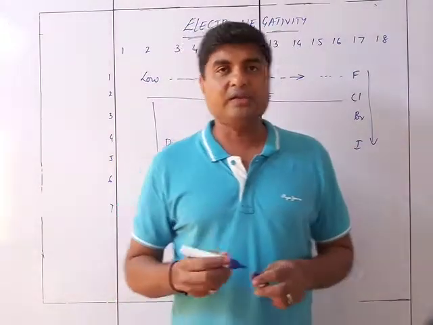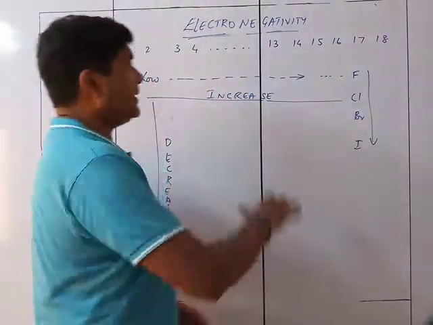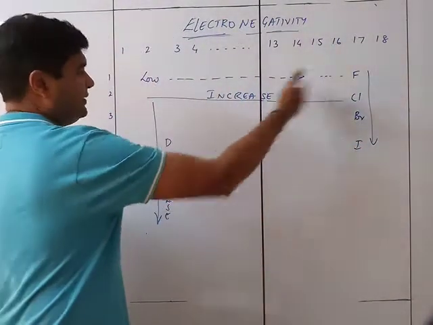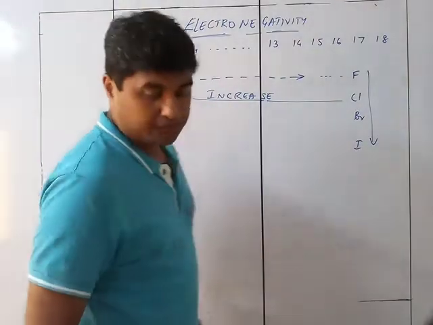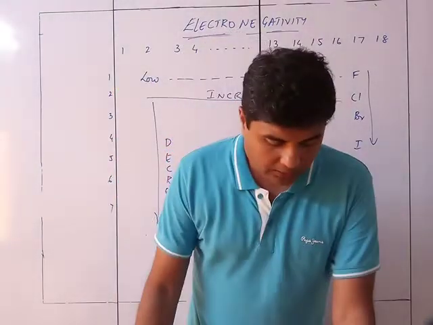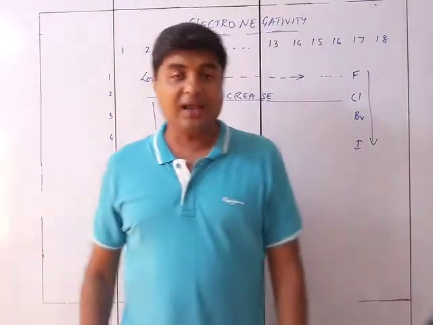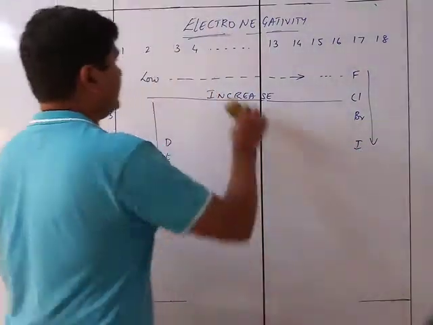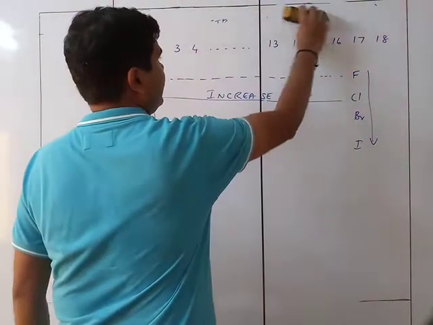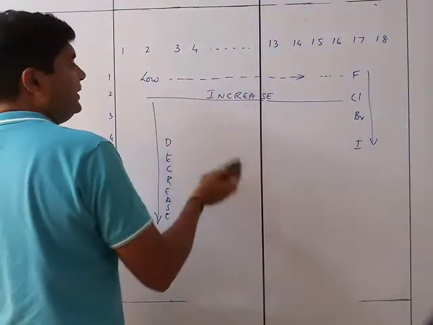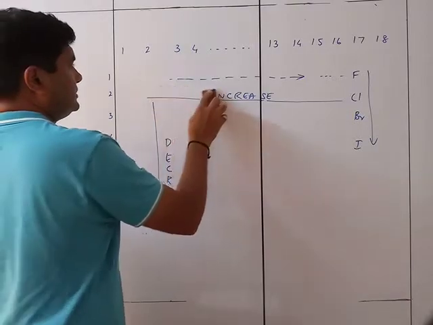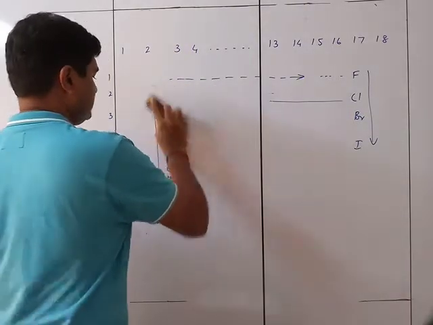So right now we'll just consider it this way, that when I am going from left to right, it is increasing and decreasing down the group. Okay, so that is about the electronegativity. Now comes the last two factors: the first one is metallic character and the second one will be non-metallic character. So I'll just erase this part.